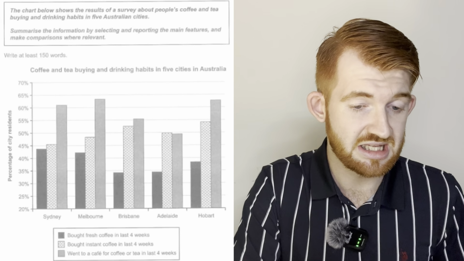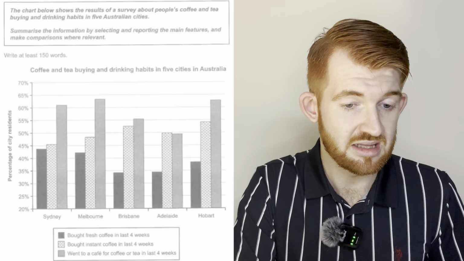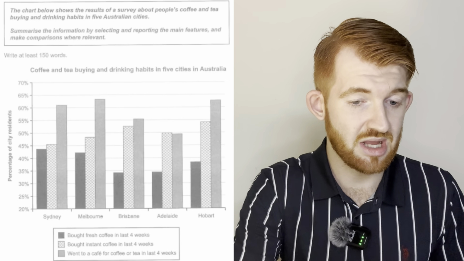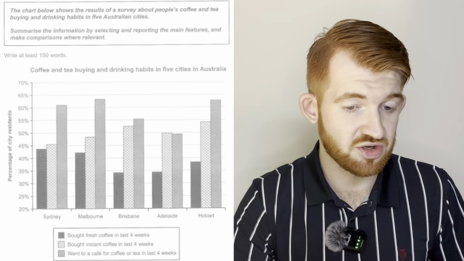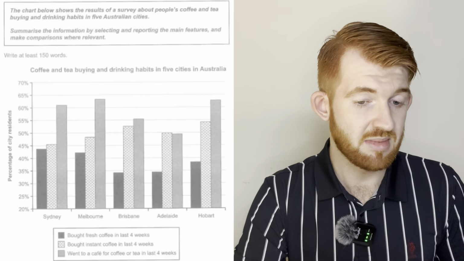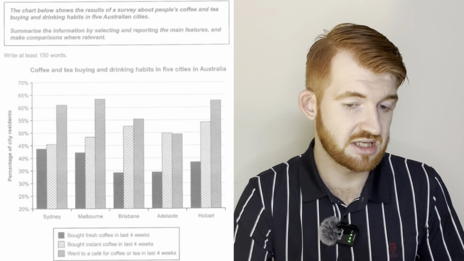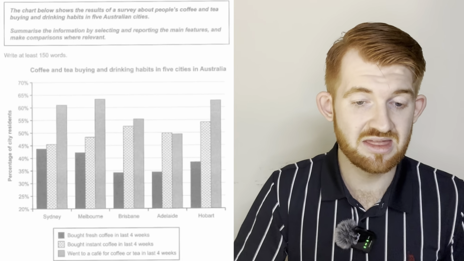We can also see that there are 3 groups of data. So we have in the black bold color, we have fresh coffee. Then we also have instant coffee. And then we also have in the third box the amount of people, or the proportion of people, who went to a cafe for coffee or tea. And all of this is within the last 4 weeks. So now that we understand what we're looking at, and we've read the question, we've looked at all the different types of data that's being presented, we are ready to move on and start to make an outline.